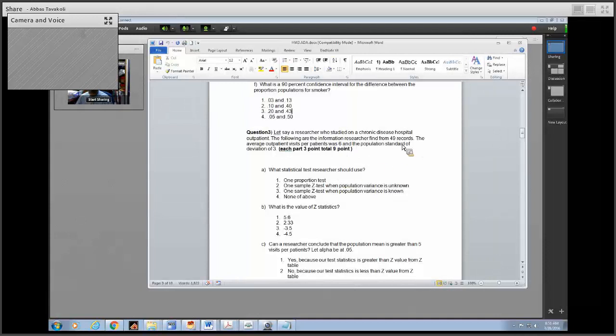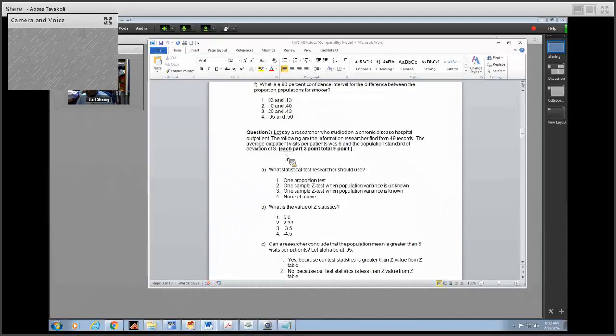So basically the example in your page 12 handout can help you how to calculate. So that's what you wanted to get. For problem 3, let's say a researcher who studies a chronic disease in hospital outpatients, the following is information the researcher found from 49 records. So your N is 49.